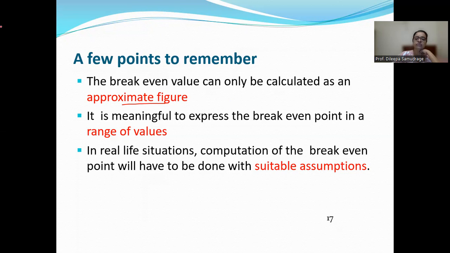Yes, because those are units. Very good, Madhava. So we cannot say, for example, if we want to find out how many cups, so this is a ceramic cup, that we should produce within a particular period to break even, you have to say 100 cups. You can't say 100 cups plus 1/3 of a cup.